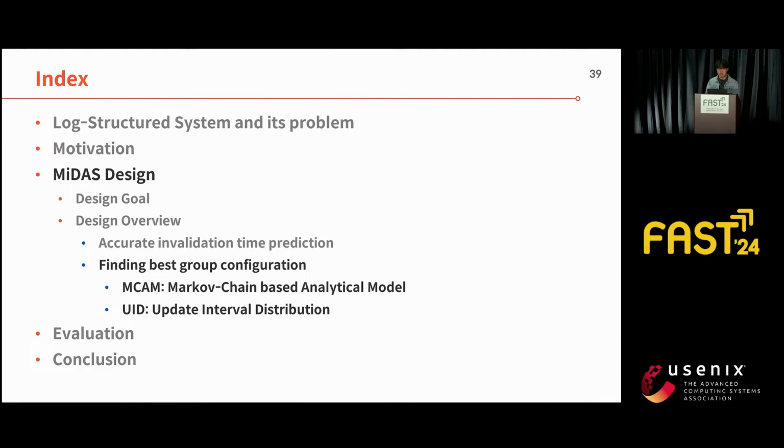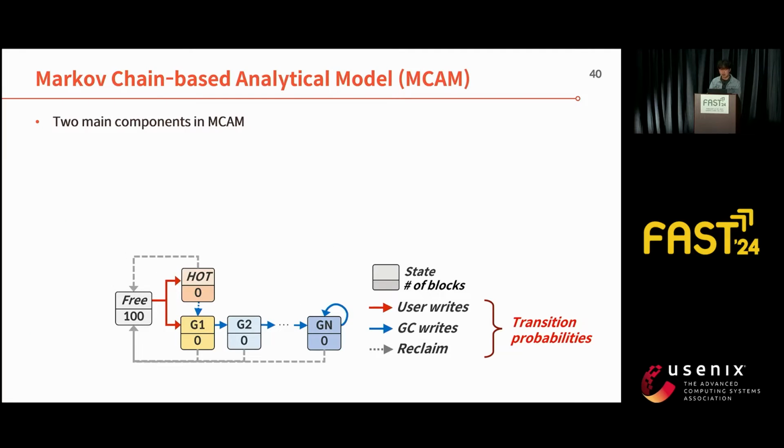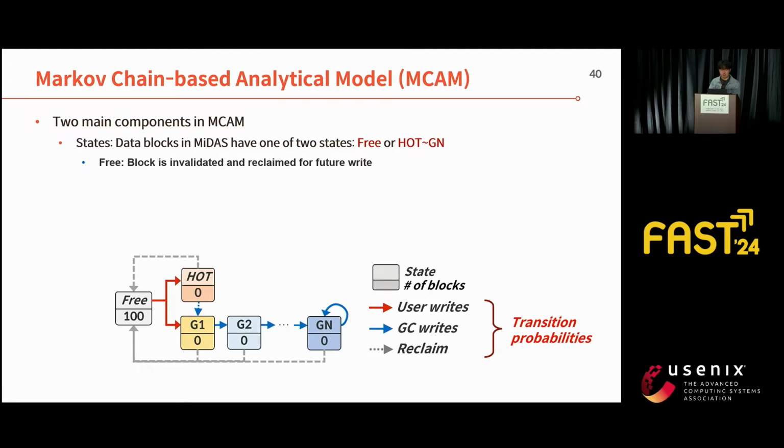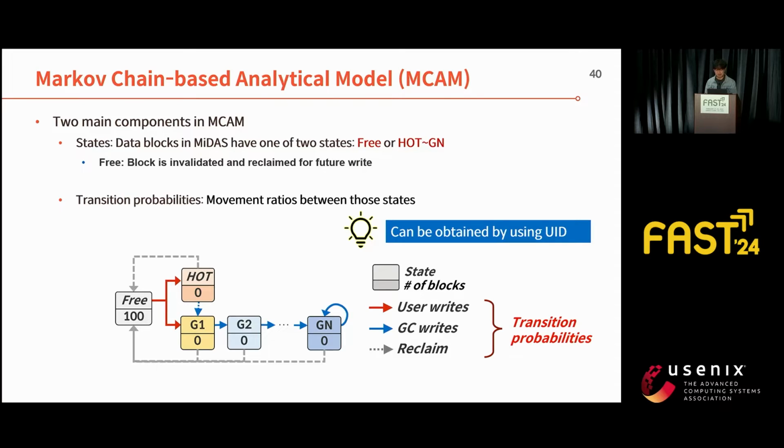Then I'll briefly explain how to predict WAF using MCAM and UID. There are two main components in MCAM: stages and transition probabilities. First, in MCAM, blocks can have two types of stage: free, or one of the stages from hot to GN. A block in the free stage indicates that the block is invalidated and ready to be reclaimed for future writes. Blocks in the stages from hot to GN are considered valid within their respective groups. Next, the transition probabilities represent the movement ratio between those stages, and they can be obtained by using UID.